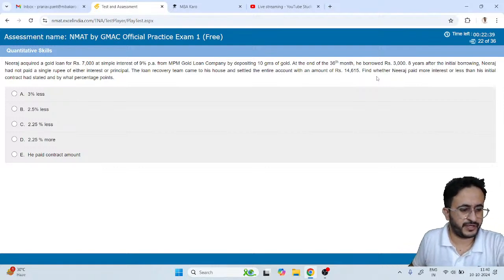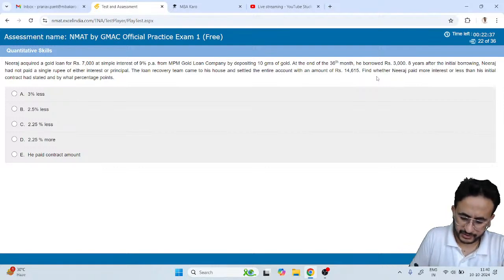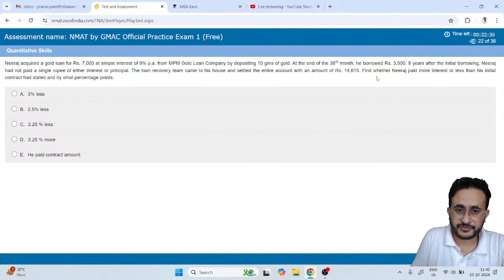Okay, so we will have to find what interest he would have given if he paid on time. So 7,000 at 9%, and he did not pay for 8 years, right? So the interest on 7,000 at 9% for 8 years is 72%. Okay, so 72 into 7 we will calculate. This is 504. So 5040.